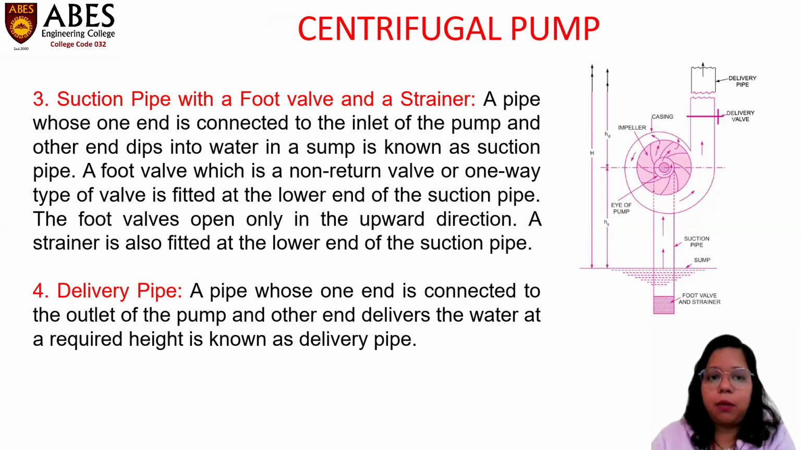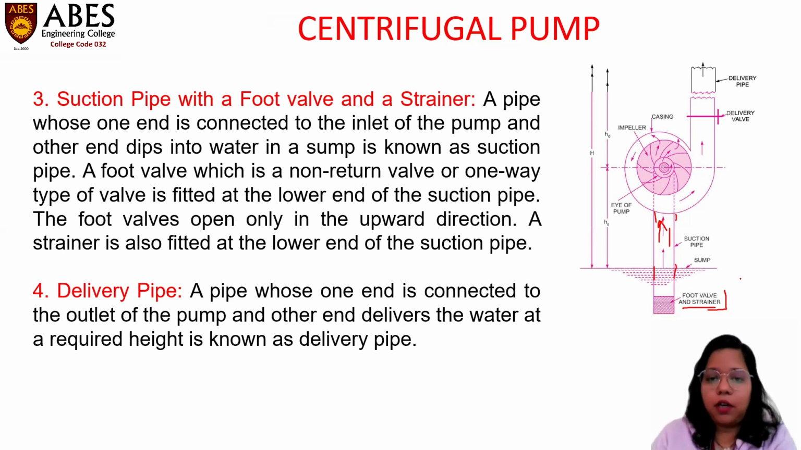Next is a suction pipe with a foot valve and a strainer. Here is the suction pipe, from where the water is sucked from the base level. It also has a foot valve and a strainer. A pipe whose one end is connected to the inlet of the pump and other end dips into the water in a sump is known as the suction pipe. One end is connected here to the inlet of the pump, and the other end is dipped in the sump with the foot valve and the strainer.